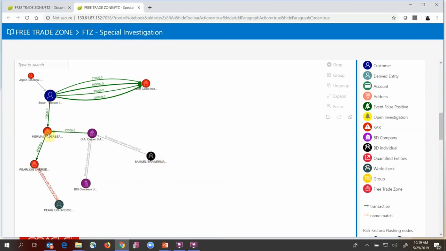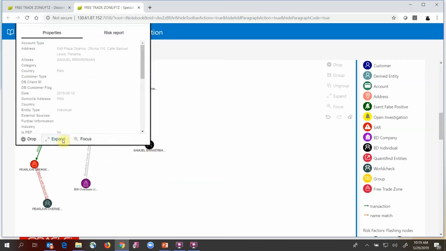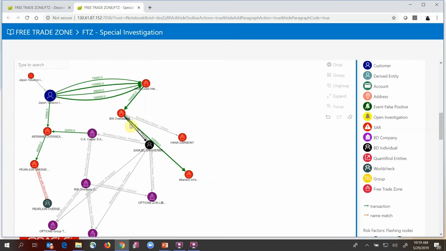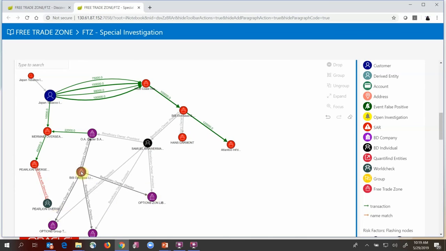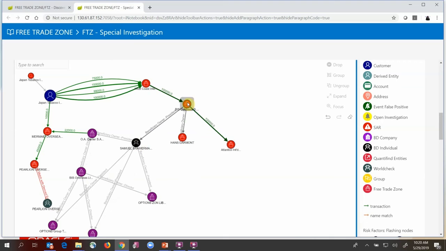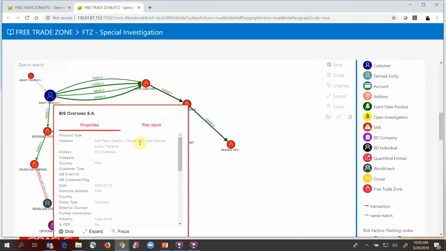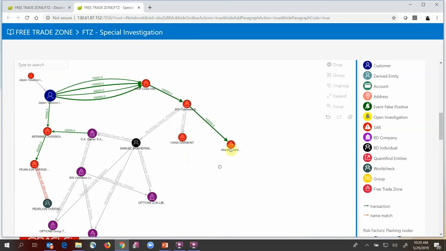We can also see Mermaid Overseas is doing business here with another company, which is again part of a sanction list. Let's go ahead and expand this individual and see what we can find. Okay, we can see Samuel also owns many other companies here, and that is coming from company registry information. We can also see one of the companies he owns, BIS Overseas, is also doing business with West Coast International. BIS Overseas is based out of Panama.